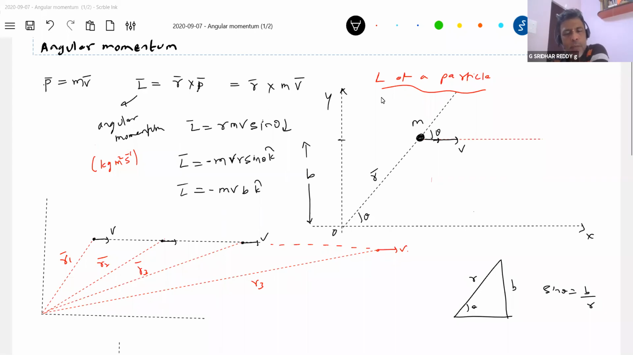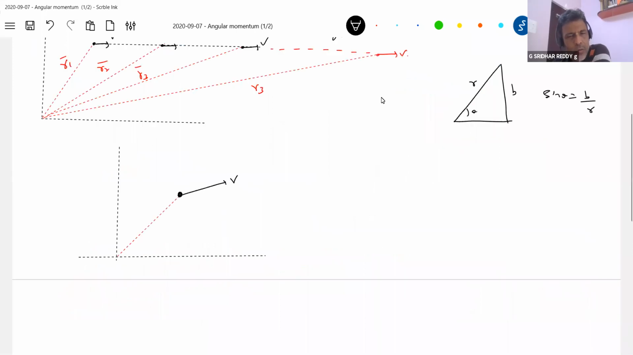Okay, this is about the angular momentum of a particle moving parallel to the x-axis here. So now let's take the cases. Is the particle moving parallel to the x-axis? Definitely the answer is no. Then how to calculate the angular momentum of this? So let me do one thing. It is making an angle, say theta, with the horizontal. How to determine this?